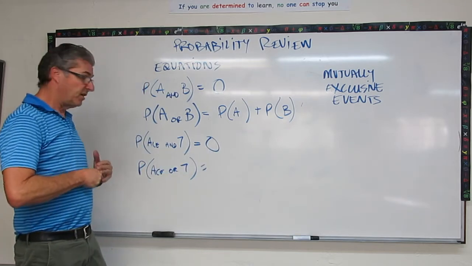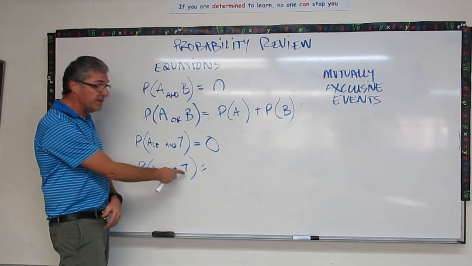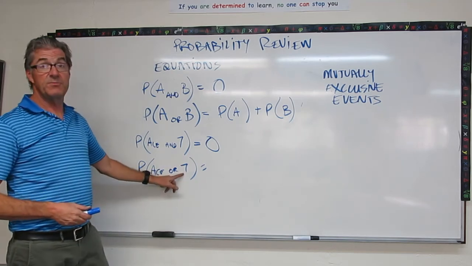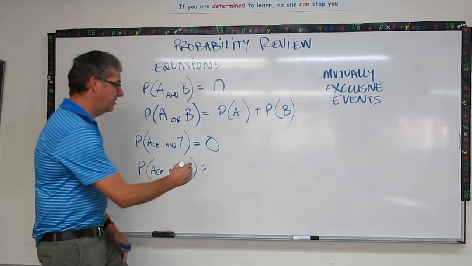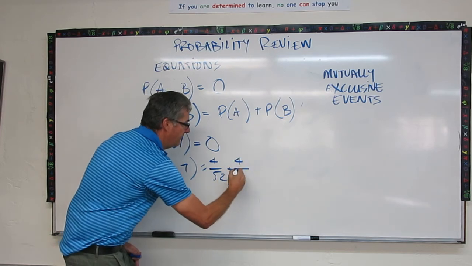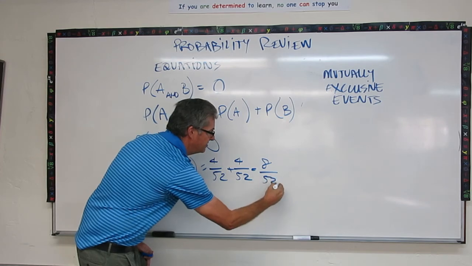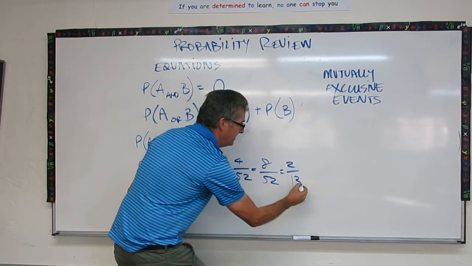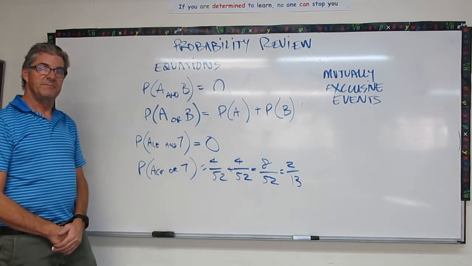Okay? However, if we rephrase our question to say, what's the probability of pulling an ace or a 7, we can do that. It's just the probability of an ace plus the probability of a 7. So we know from a deck of cards that there's 4 out of 52 aces, and there's 4 out of 52 sevens. So this is 8 out of 52. Okay? And that's going to reduce down to 2 out of 13 if you want to reduce it. And then of course you can get out your calculator and turn that into a decimal if you like.